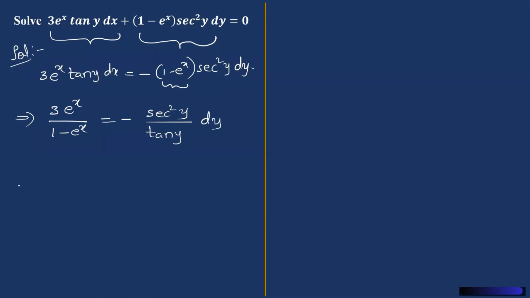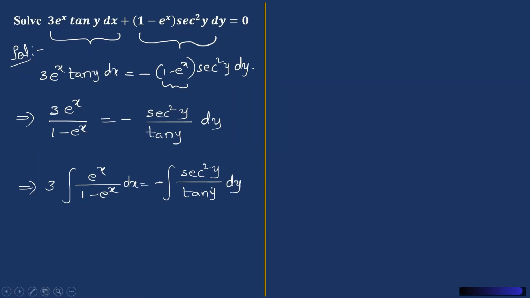Next thing, we need to just integrate this on both sides. Look at this. I'm just writing this 3 is a constant, I'm writing it aside. And then what happens here? e power x divided by 1 minus e to the power of x is equal to, I'm writing this minus aside. Then it is integration of secant square y divided by tan y. Now see, we need to integrate this on both sides.